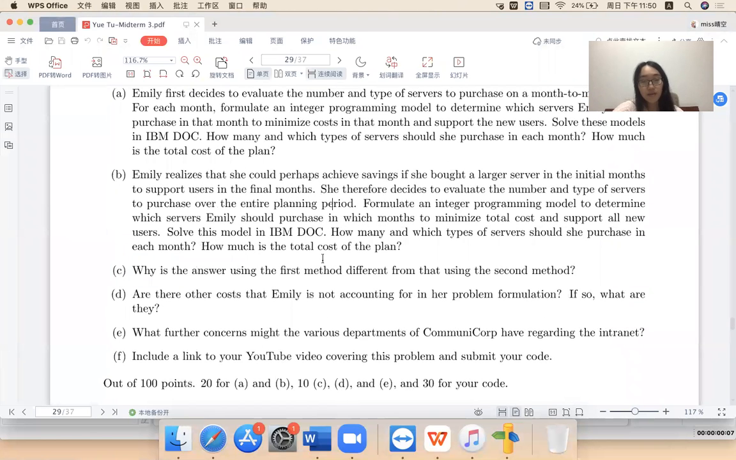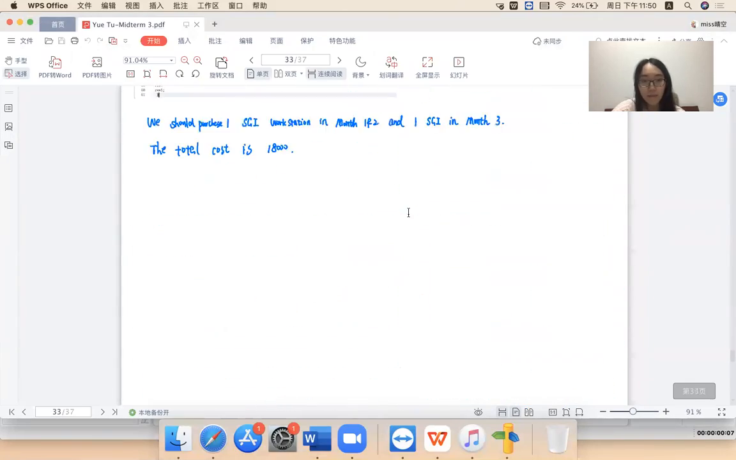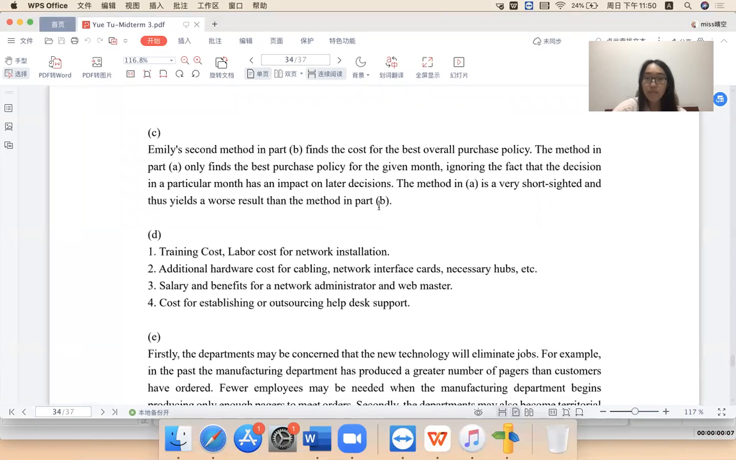Why is the answer from the first method different from that of the second method? I think this is very obvious. The second method finds the cost for the best overall purchase policy, but the first one only finds the best purchase policy for the given month, ignoring the fact that the decision in particular months has an impact on later decisions. So the method in A is very short-sighted and yields a worse result.